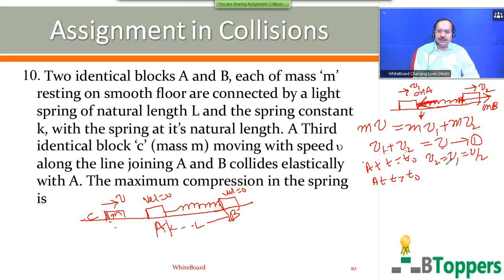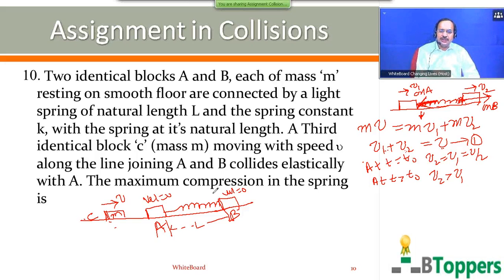After that particular instant, when v2 and v1 become equal, v2 becomes more than v by 2, and v1 becomes less than v by 2. When v2 becomes more than v1, then the separation between the two blocks begins to increase. That means if second block B is moving faster than the first block A and away from it, then the separation between the two blocks increases, or the length of the spring increases.